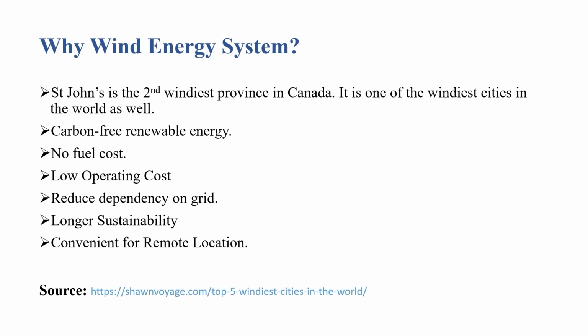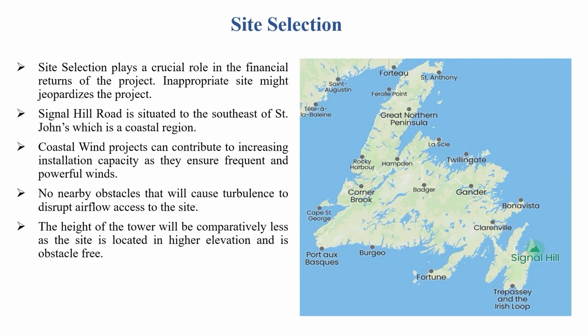Being the windiest province, as we all know, wind flows at almost the same speed all over the year in St. John's. So we can expect longer sustainability from this type of energy generation system. As we are also planning to place this system in a remote location, we can get a good source of energy from this type of resource, and this project is also convenient for a remote location.